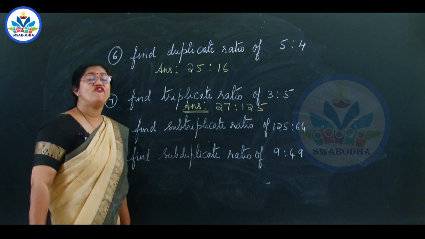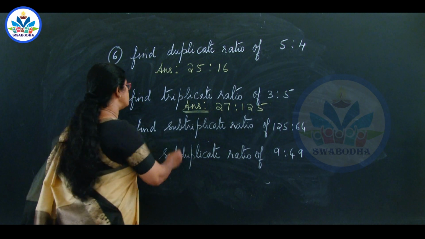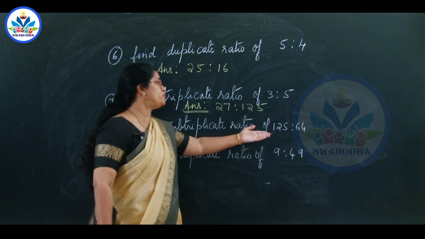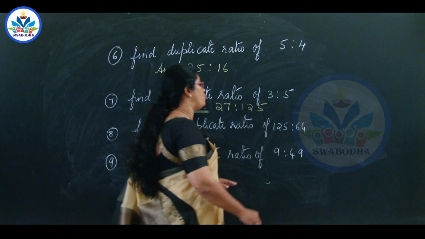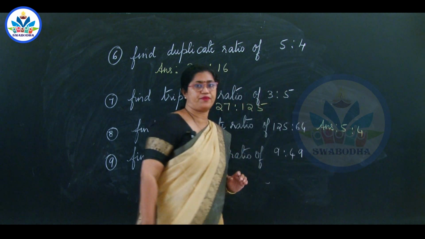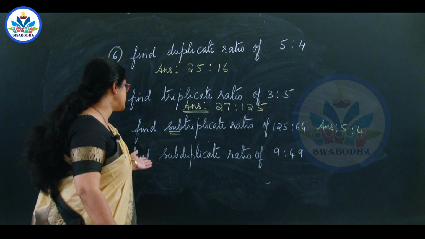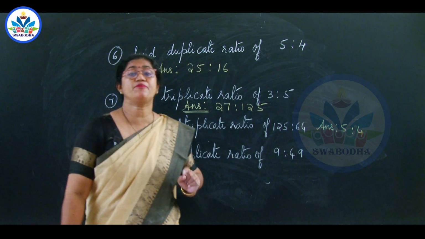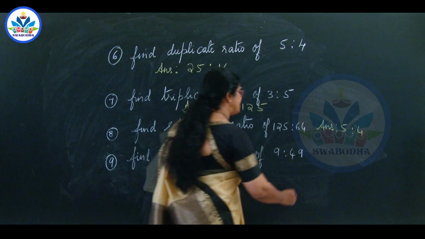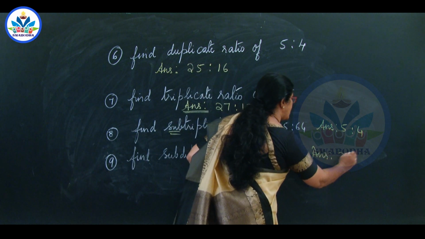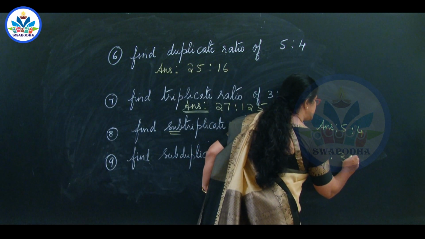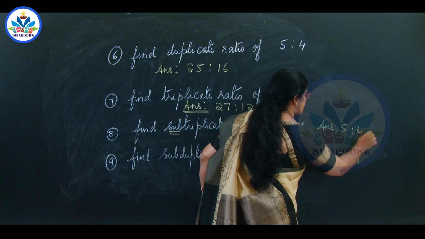Next one, 8th one, find the sub triplicate. So, please note sub, when it is sub, it is cube root. So, take the cube root of 125 and cube root of 64. So, the answer is 5:4. And the next one, subduplicate. Subduplicate means take the square root of both the terms. Square root of 9 is 3 and square root of 49 is 7. So, the answer is 3:7.